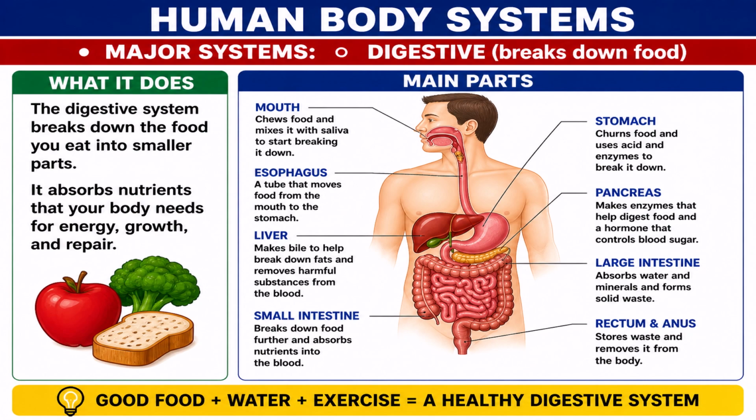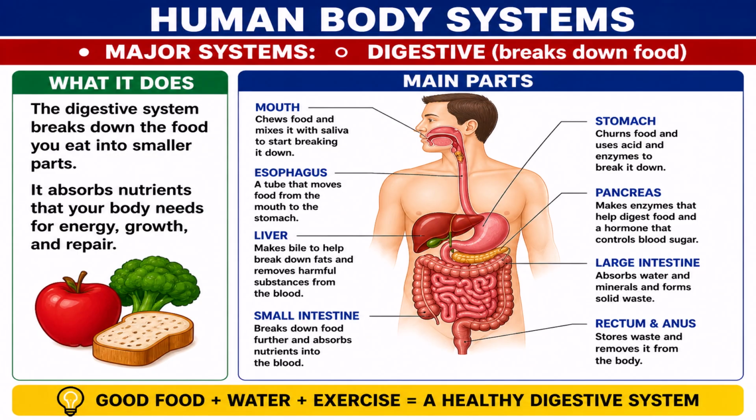Let's take a look at the main parts of the digestive system. Mouth chews food and mixes it with saliva to start breaking it down. Esophagus, a tube that moves food from the mouth to the stomach. Liver makes bile to help break down fats and removes harmful substances from the blood. Small intestine breaks down food further and absorbs nutrients into the blood.